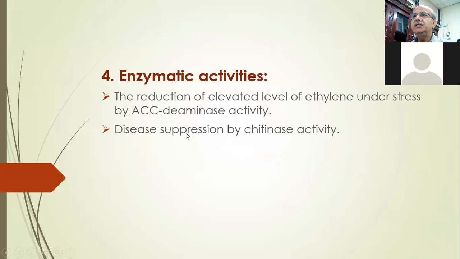Similarly, some bacteria produce chitinase enzyme, which suppresses the diseases. How does it suppress the diseases? You know, the fungal cell wall is made up of chitin, and many of the fungi are pathogens. So when the bacteria produce chitinase enzyme, these chitinases degrade the cell wall of fungi. As a result, the fungi is suppressed, so the disease is suppressed.